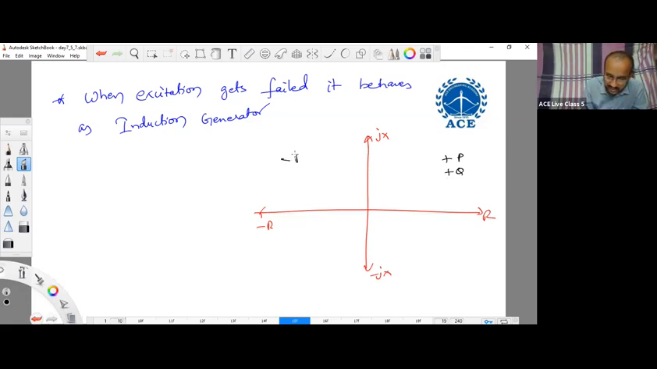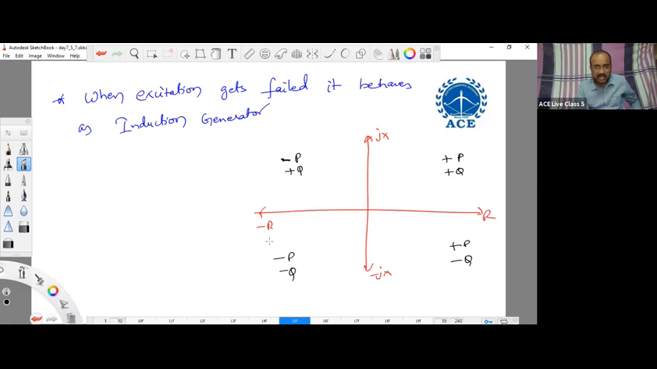Both are positive in the first quadrant. In the second quadrant, real power is negative, reactive power is positive. That means it is absorbing real power and delivering reactive power. In the third quadrant, both are negative, both are absorbing. And in the fourth quadrant, real power is positive, reactive power is negative. That means it is generating real power and absorbing reactive power.